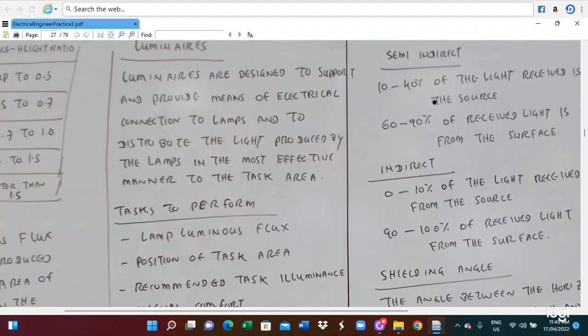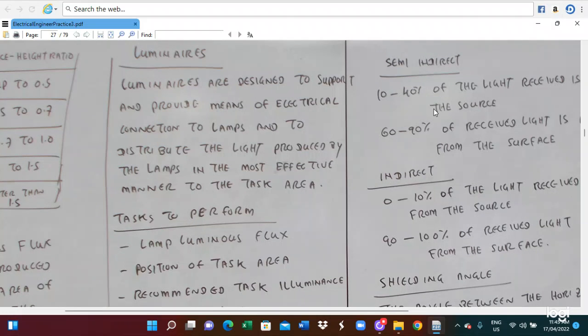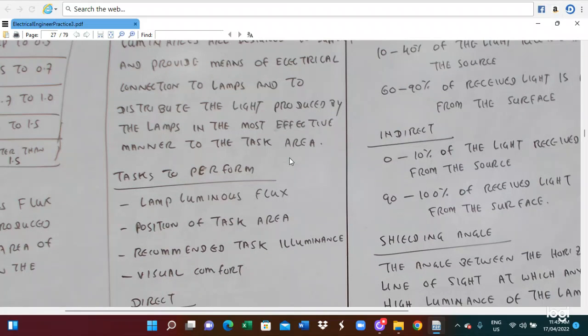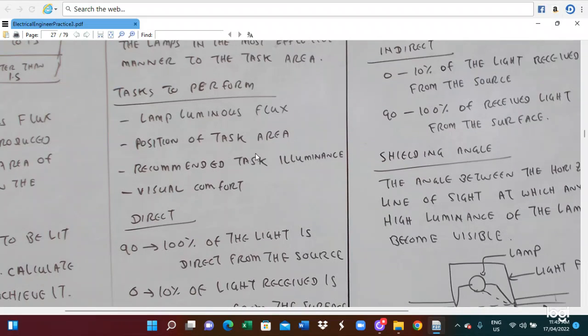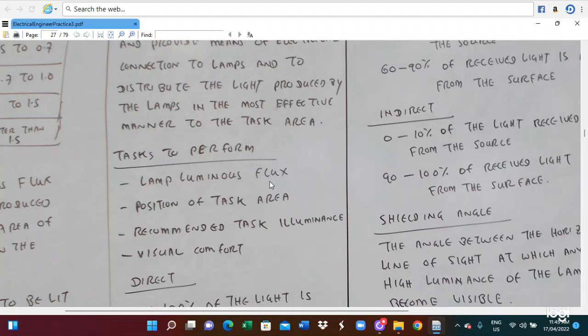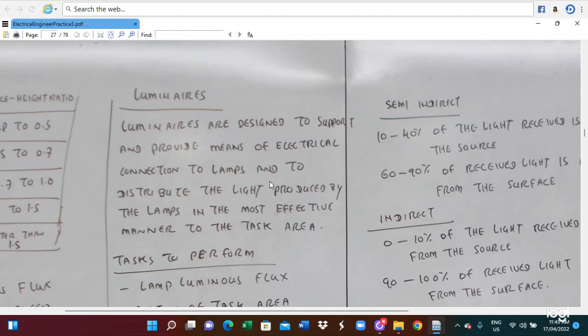Okay, we are talking about luminaires. Luminaires are designed to support and provide the means of electrical connection to the lamps, and to distribute the light produced by the lamp in the most effective manner to the task area. So the tasks to perform are lamp lumens, position of the task area, recommended task luminance, and visual comfort. Those are the tasks to perform.